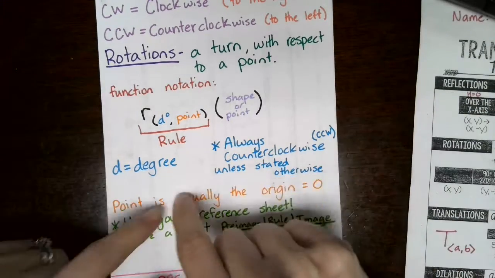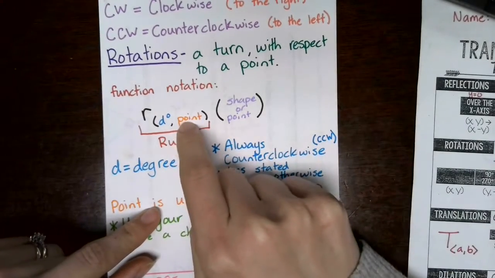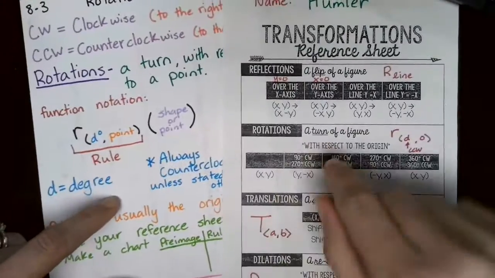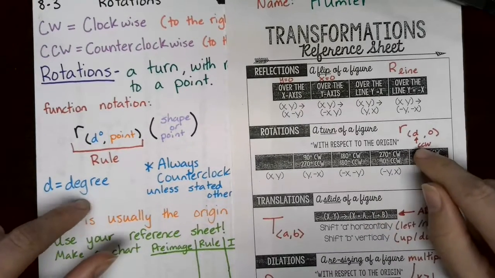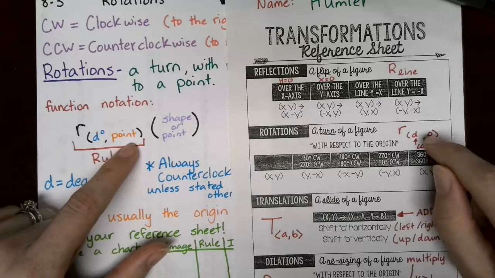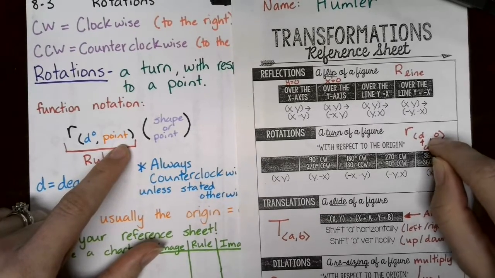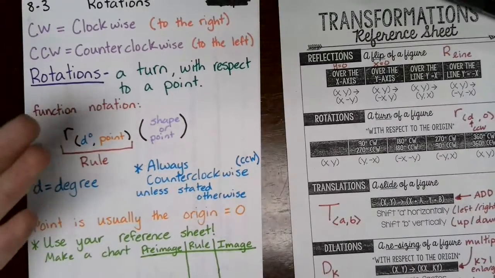Now, the point is usually the origin when working with these. It's almost always, we'll see a 0 right there. And that's even how we wrote it on our reference sheet. We wrote D for degrees. And remember, it's always counterclockwise. And then our origin is usually our point, okay? That's why it says with respect to the origin. And then it has a shape or point in here, okay?